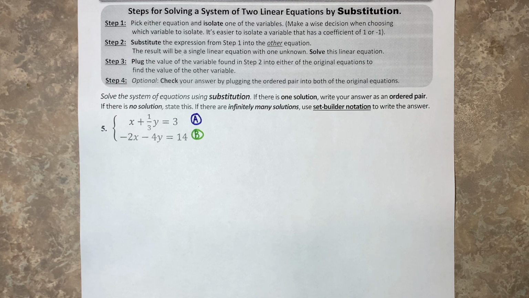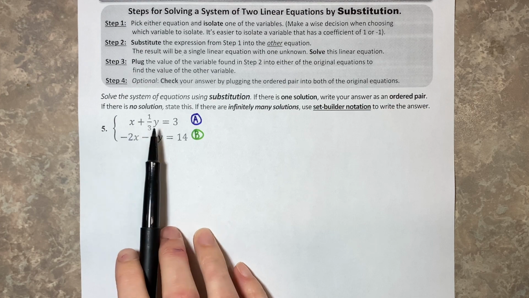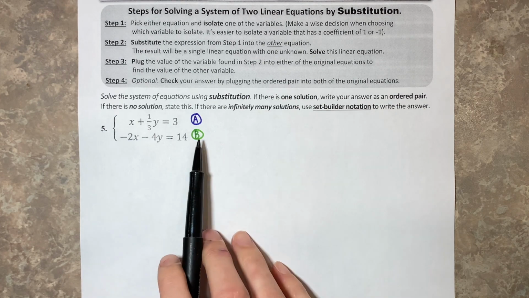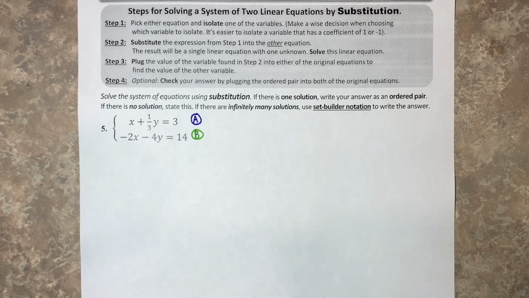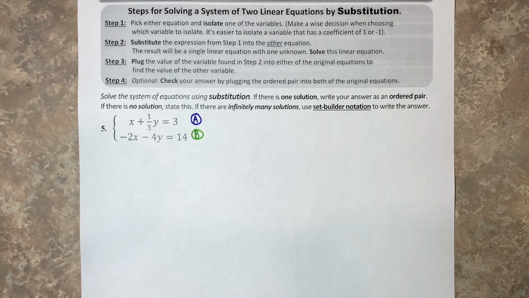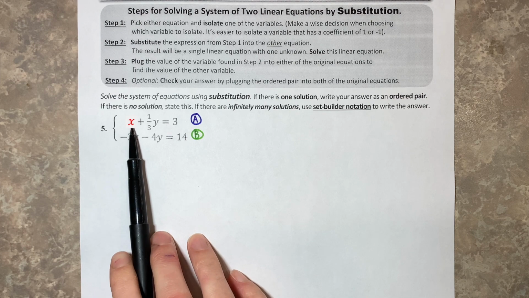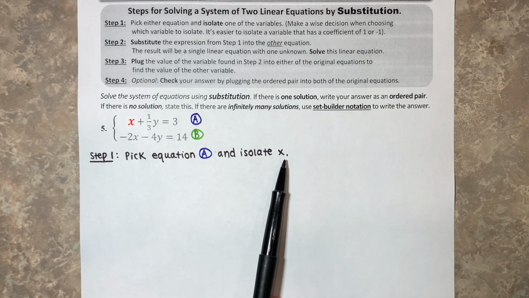We have a lot of flexibility here. You could pick equation A and isolate x, or isolate y. Or you could pick equation B and isolate x, or isolate y. Any of those options will work, but it will be easiest to isolate a variable if it has a coefficient of 1. So if you notice that any of your variables have a coefficient of 1, I recommend picking that variable to isolate. I see that the x in equation A has a coefficient of 1. So for step 1, I'm going to pick equation A and isolate x.